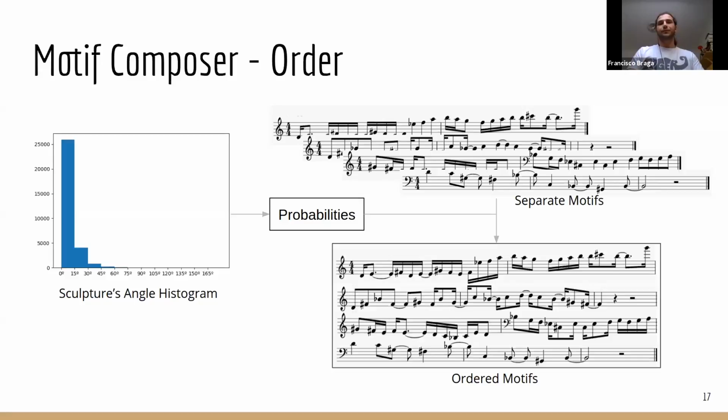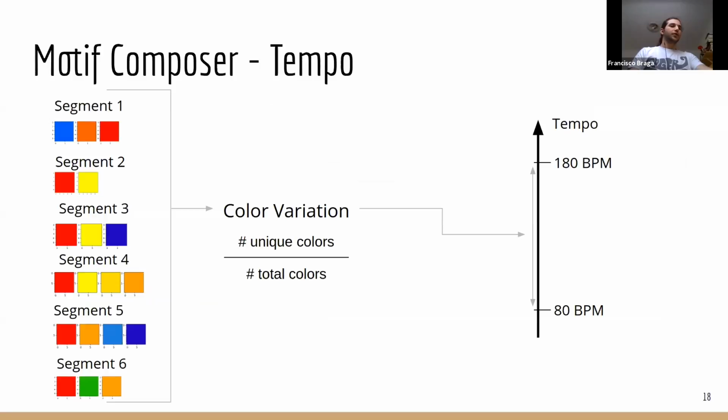And regarding the tempo, this was one of the final decisions, and we decided to use the color variation, which is a ratio of the number of unique colors to the number of total colors. And this will vary the tempo between 80 to 180 BPM.